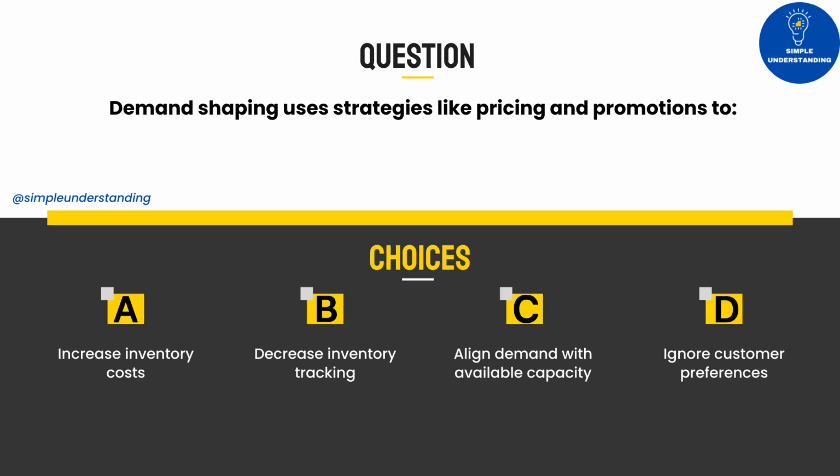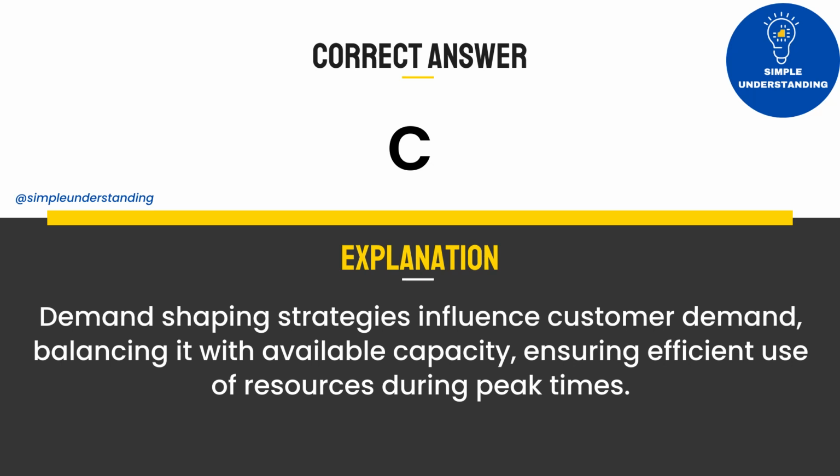4. Demand-shaping strategies like pricing and promotions are used to: A. Increase inventory costs. B. Decrease inventory tracking. C. Align demand with available capacity. D. Ignore customer preferences. Answer C. Explanation: Demand-shaping strategies influence customer demand, balancing it with available capacity, ensuring efficient use of resources during peak times.